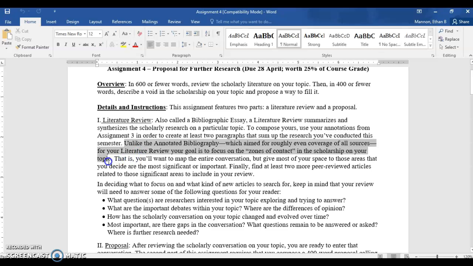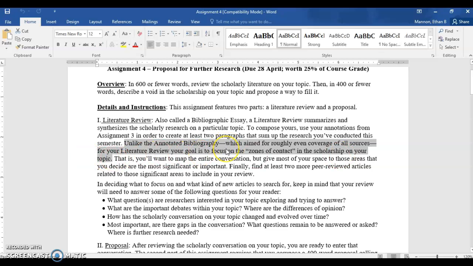would meet the requirements. So these long hyphens up here are em-dashes, and they're called em-dashes because they're actually the same width as the letter M. So notice that they work almost like parentheses in that what comes before one and after the second works as a sentence. Unlike the annotated bibliography, for your literature review, your goal is to focus on the zones of contact in the scholarship on your topic.